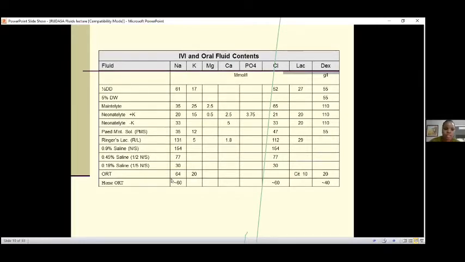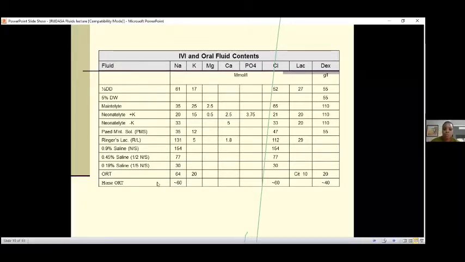And then there's 0.18%, which is really not popular in our settings. Then there's oral rehydration, those sachets that are being mixed for oral rehydration. And then there's the home mixture.